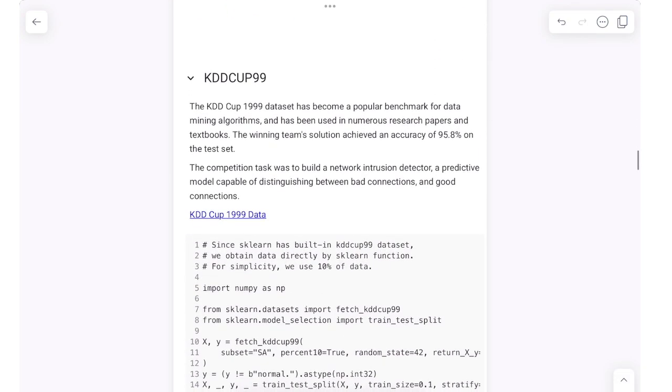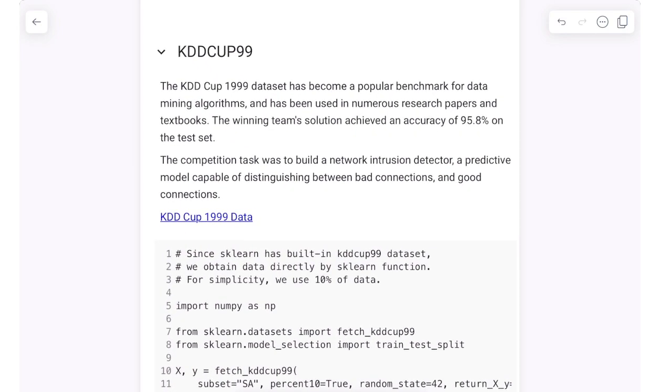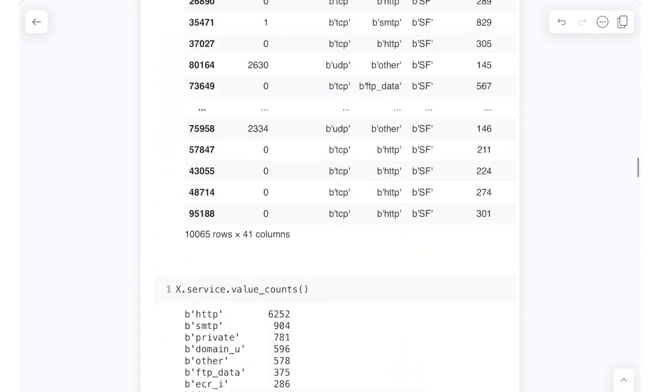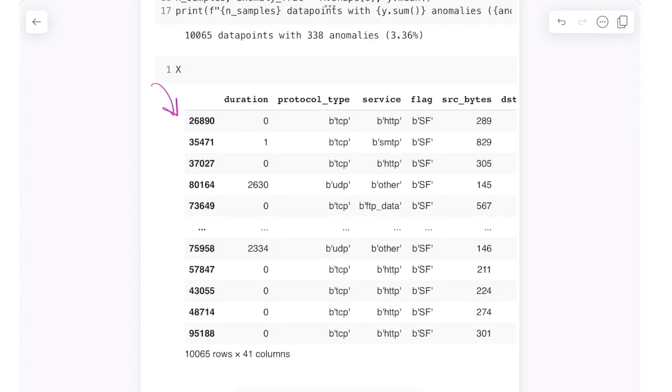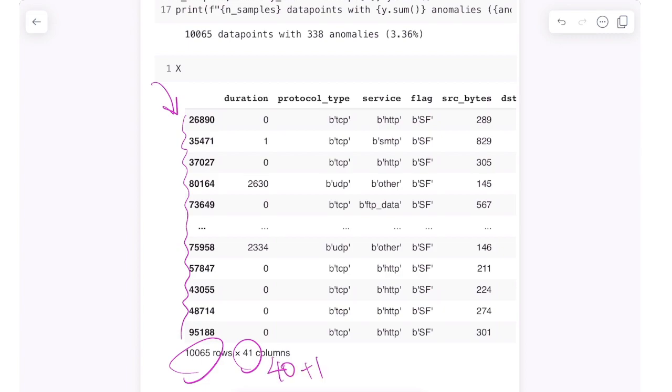In this slide, I would like to share another data set with you, which is KDD Cup 99. It is a very popular data set, and it has many data points, and that is its index. It has 41 columns, so supposedly it should be 40 plus 1, because 40 of them will be features and 1 of them will be the target.